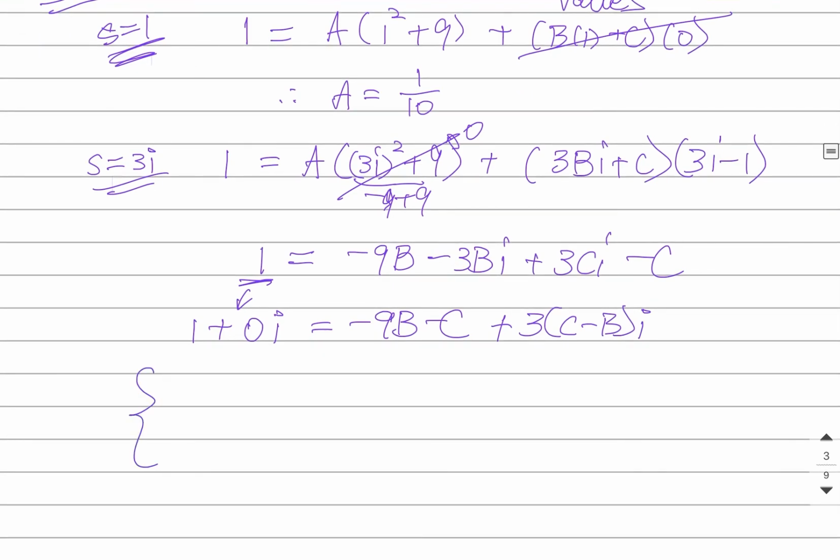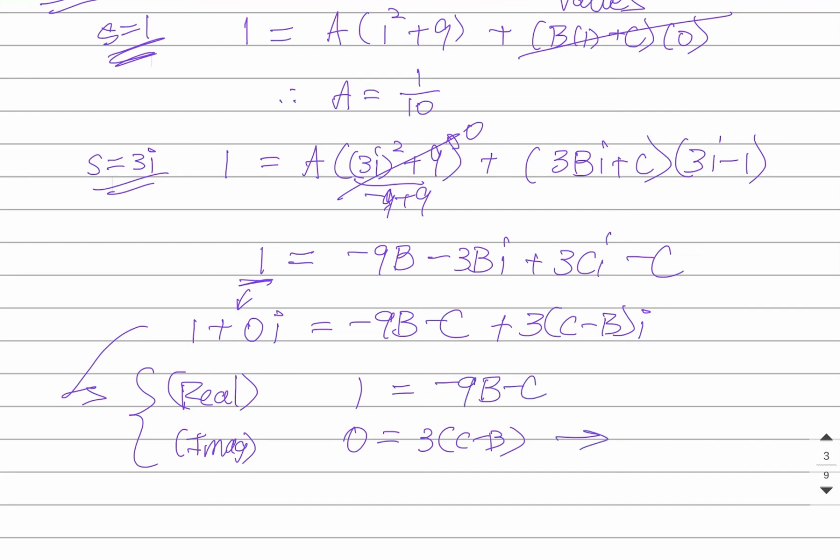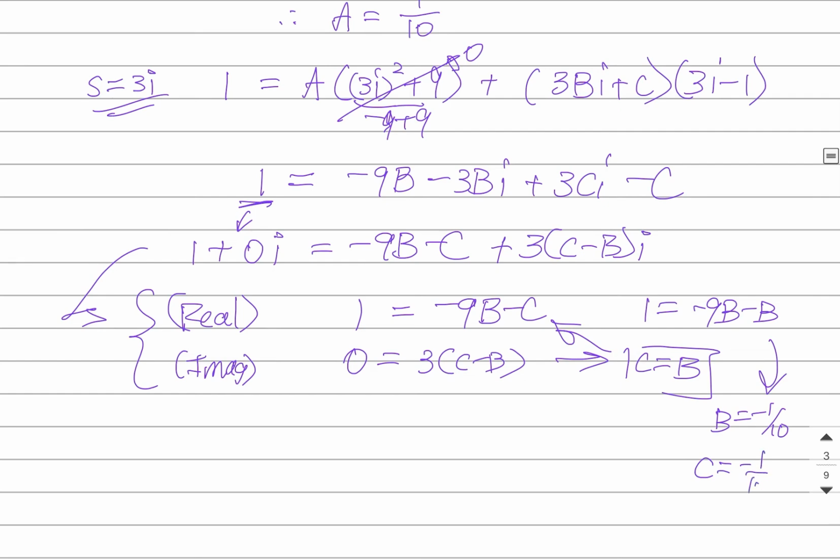So what this tells me is that all the real parts have to be equal and all the imaginary parts have to be equal. There are 0 imaginary parts on the left, and that 0 is going to have to be the same as this on the right. There's 1 real value on the left. It's going to be the same as this on the right. From this bottom term, I'll find that c is equal to b. And from this top term, I'll find that 1 is negative 9b minus another b. So b is negative 1/10, and that means that c is negative 1/10 as well.